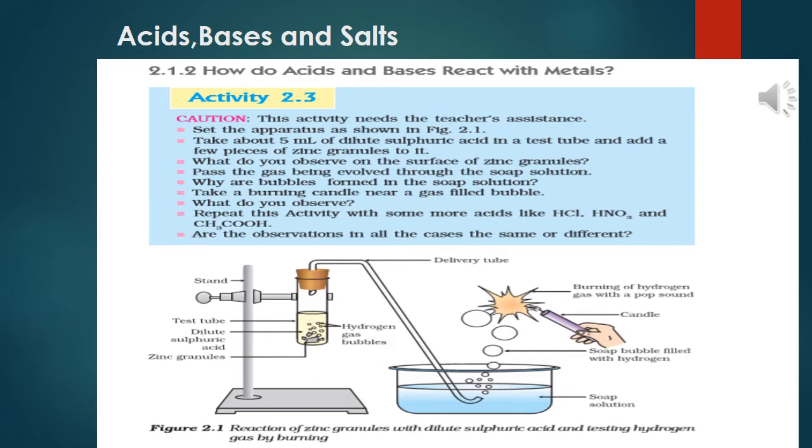So student, you can see the diagram. In the test tube, hydrogen gas bubbles you can see are coming. So in the test tube, first of all you have to take 5 ml of sulfuric acid, but remember, dilute sulfuric acid. Then you add some zinc granules. You know zinc is a metal and sulfuric acid is a strong acid. So here we can see the reaction between acid and metal.